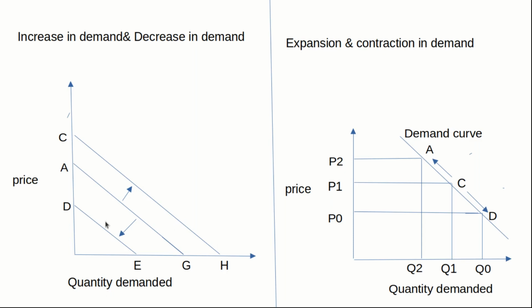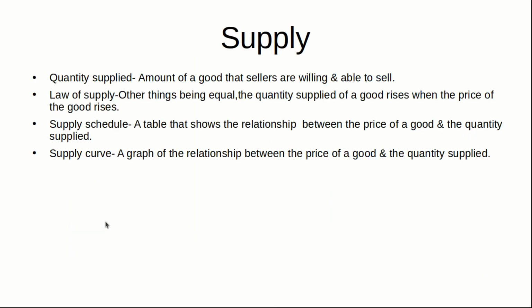Okay, we move to the next topic. Supply. Quantity supplied is the amount of a good that sellers are willing and able to sell. The law of supply is: other things being equal, the quantity supplied of a good rises when the price of the good rises. So there is a positive relationship. Supply schedule is a table that shows the relationship between price of a good and quantity supplied. Supply curve is a graph of the relationship between price of a good and quantity supplied.